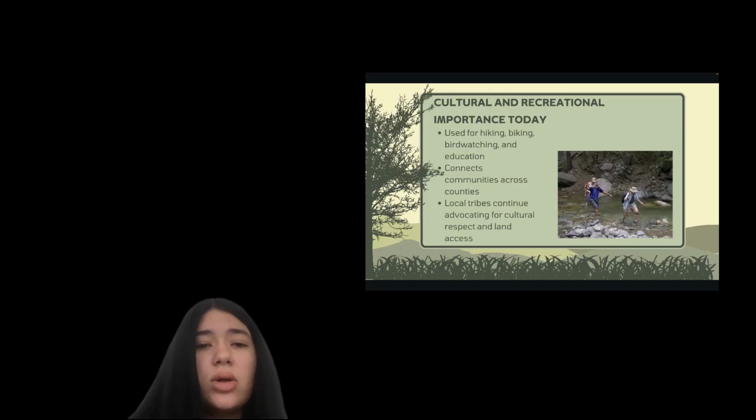Culture and recreational importance today. The river is used for hiking, biking, birdwatching, and education. It also connects communities across counties. Local tribes continue advocating for cultural respect and land access.